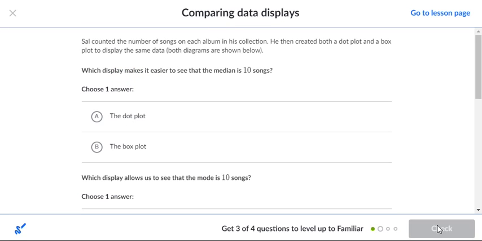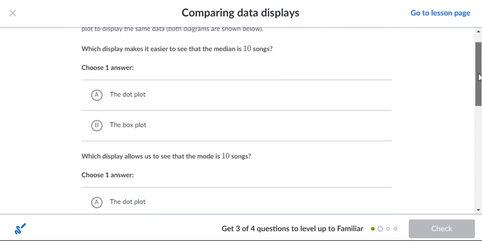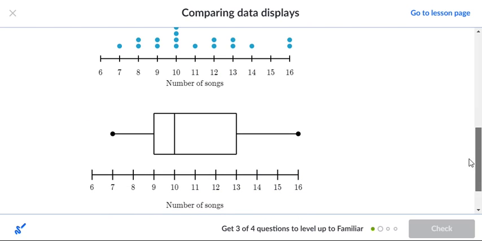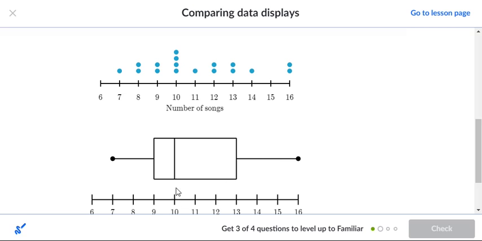Okay, Sal counted the number of songs on each album in his collection. He then created both a dot plot and a box plot to display the same data. Which display makes it easy to see that the median is 10 songs? Well, the median would be the middle number. The median appears here on the box plot. So a box plot does have a definite median because that is called the median.